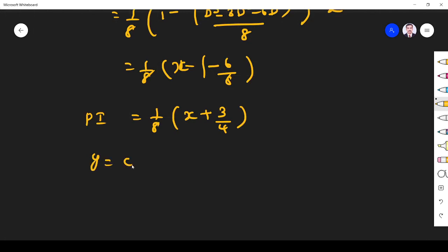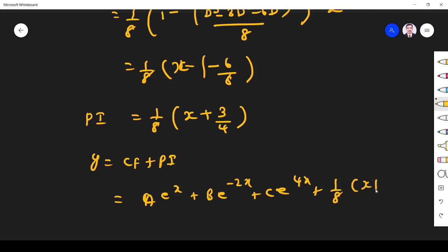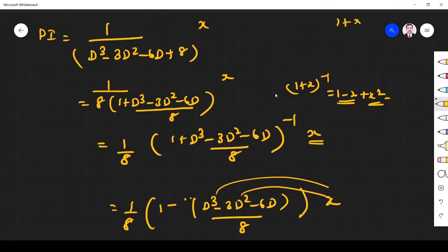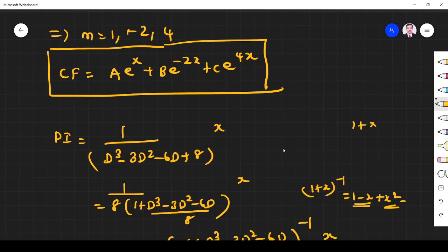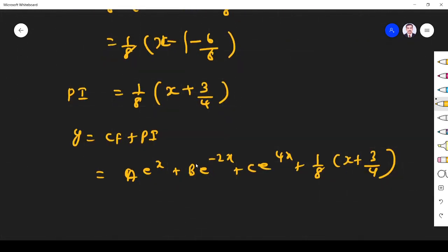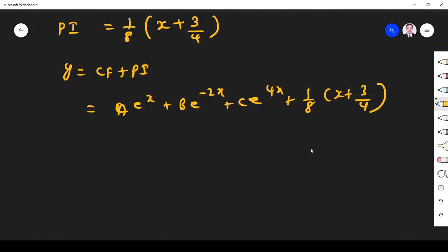So y is equal to CF plus PI. What we get is a e power x plus b e power minus 2x plus c e power 4x, plus PI, which is 1 by 8 of x plus 3 by 4. Right? This is what you see: a e power x, b e power minus 2x plus c e power 4x, that is CF, and this is PI. So this is our final solution of the differential equation.